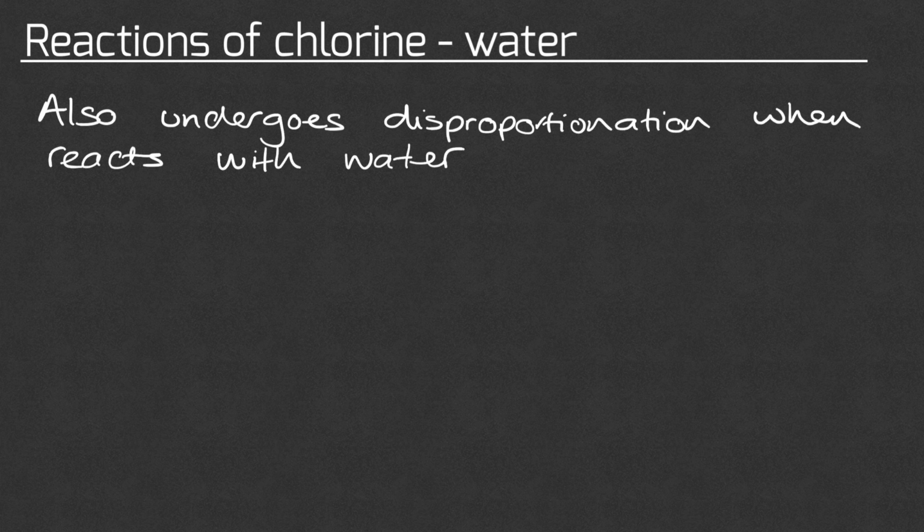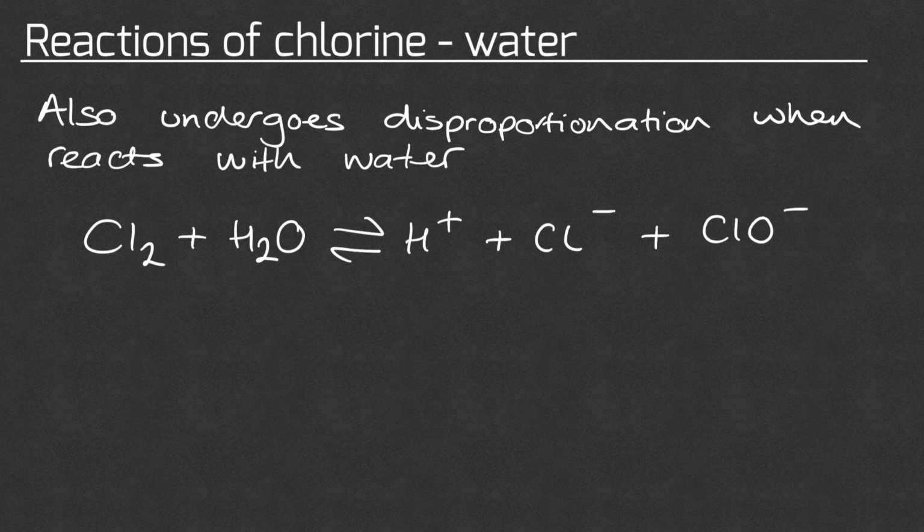If we react chlorine with water, this is also a disproportionation reaction. So this is the equation for this reaction. Note that this is an equilibrium process where the chlorine reacting with water forms hydrogen ions, chloride ions and our chlorate ions. And if we work out the oxidation states, again we can see that chlorine is going from an oxidation state of 0 to -1 in the chloride ion and +1 in the chlorate ion.